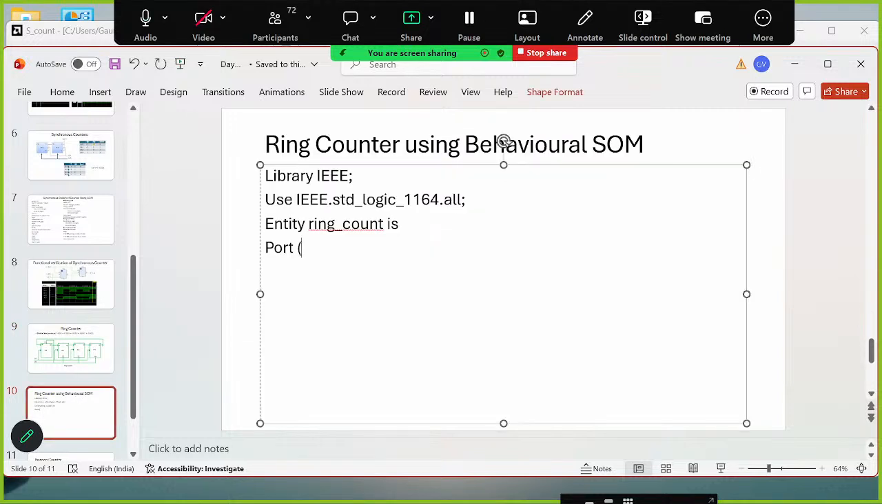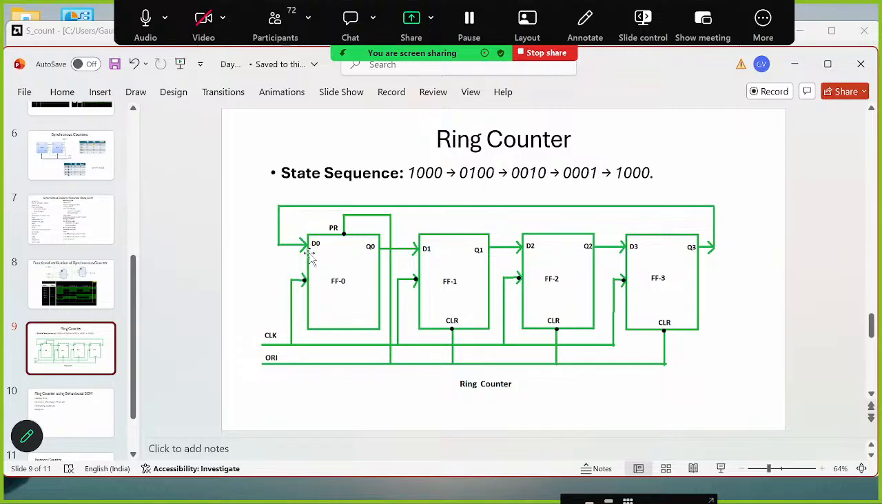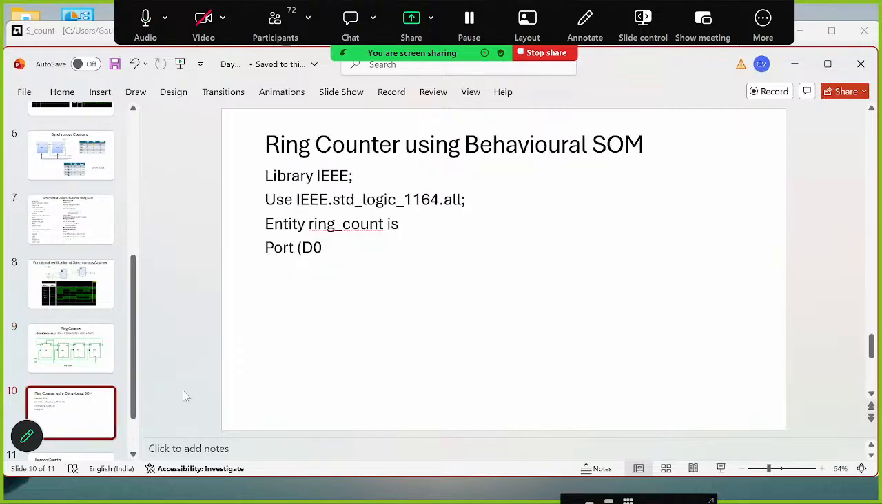Let's say starting with the initial input, let's start with D0, as we can see in this diagram. I will follow this. D0 is the input and the last output is Q3. I will follow this only. Let's say it is of single bit in std_logic.